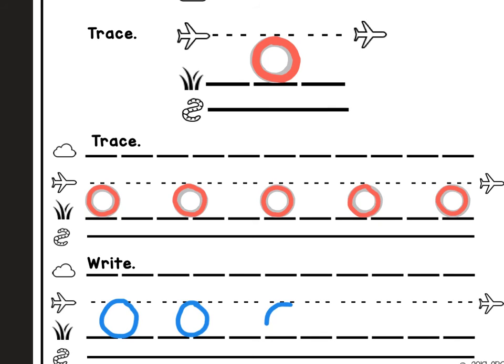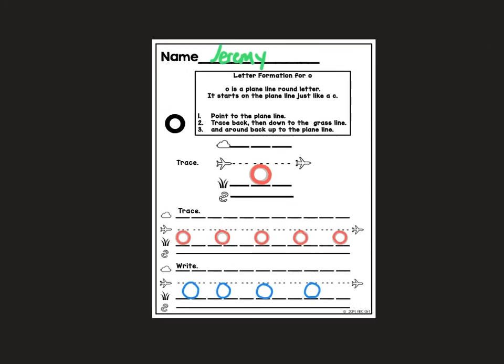Start at the plain line, curve down to the grass line, back to the plain. Okay, curve around, back down to the grass line, curve back up to the plain line, and that is how you practice lowercase letter O.